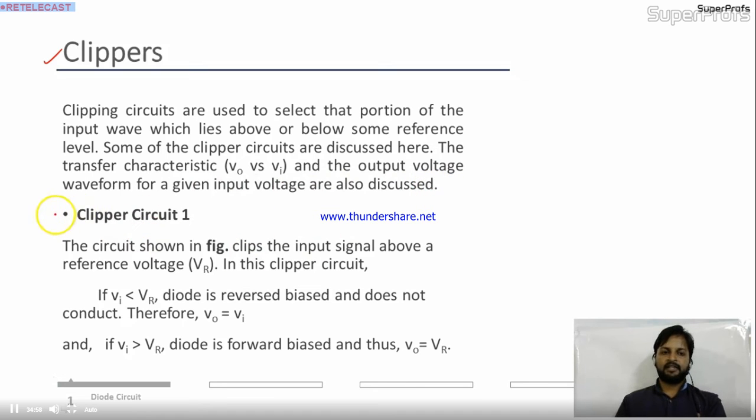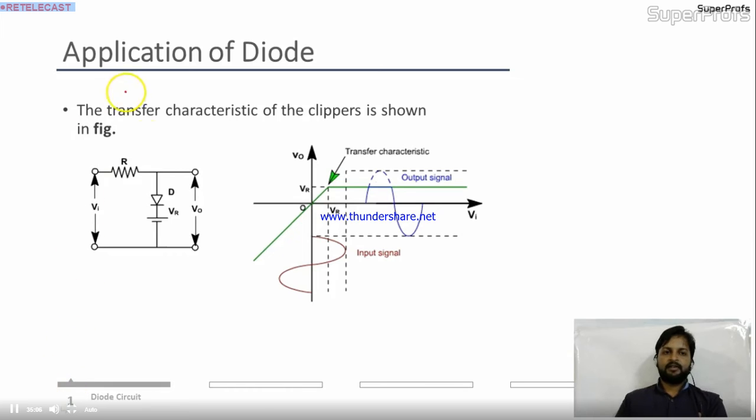So the first case is clipper circuit 1. First check the diagram of this. This is clipper circuit 1. What are we going to clip? This is the input, and you will clip it. If you want to remove some portion of this input wave, or you are using this in an application where you want the clipped output, then you will use the clippers. Clipper means you have to cut your input wave at some point.